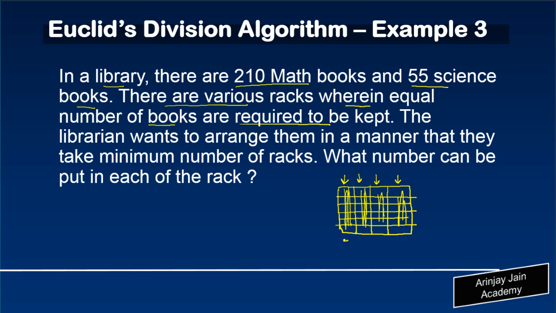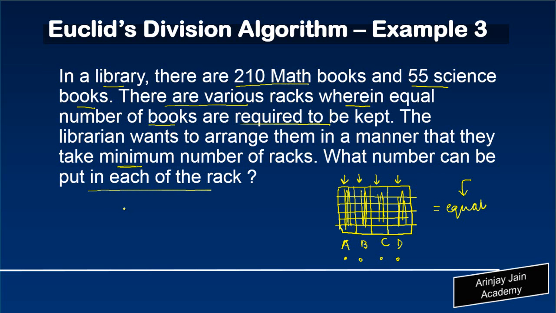The condition is that the number of books in each rack, let's say if I call these A, B, C, D, the number of books in all these racks has to be equal, right? The librarian wants to arrange them in a manner that they take the minimum number of racks. The minimum number of racks can happen only when we use up the maximum area of each of the racks, right? But the second condition is that whatever books we keep in one rack has to be equal. What number can be put in each of the racks?